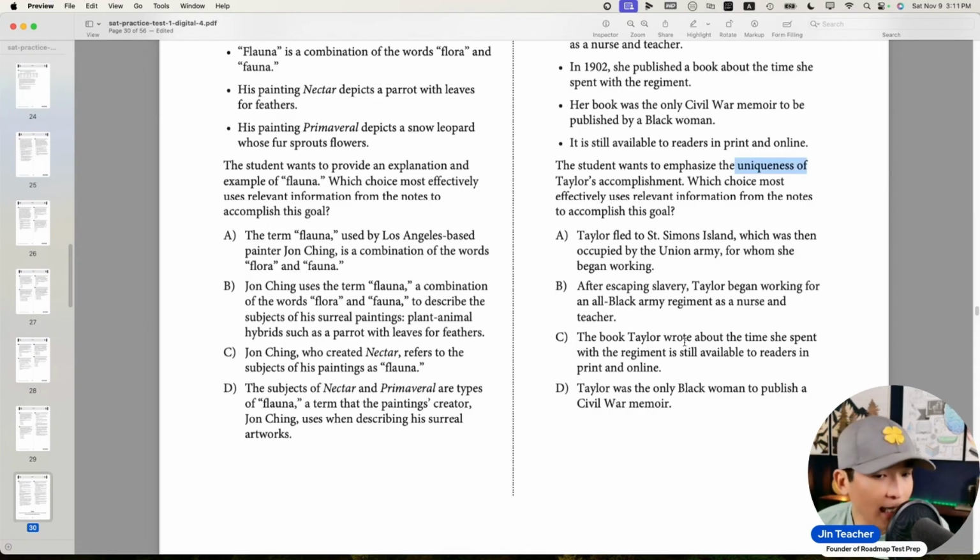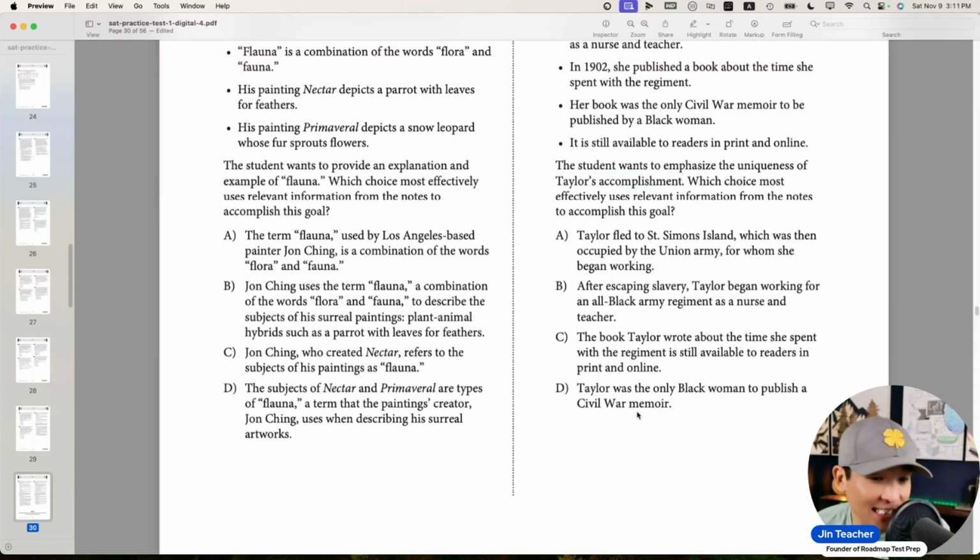C says, the book Taylor wrote about the time she spent with the regiment is still available to readers in print and online. Well, it tells us that it's still available, right? But does this tell us anything about her achievement? What is Taylor's accomplishment? Taylor's accomplishment isn't that the book is still available. That's just a fact about the book, right? So we know that C isn't going to be the correct answer.